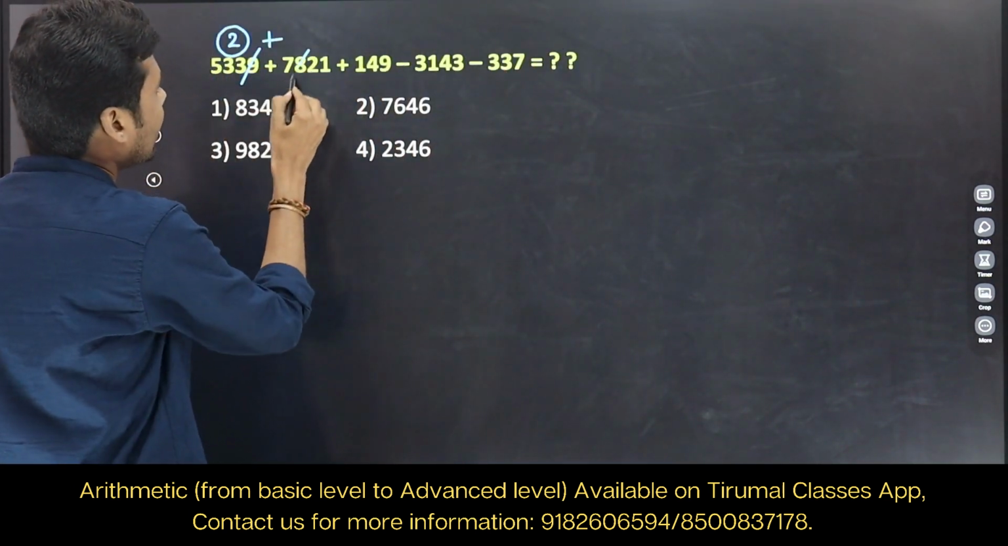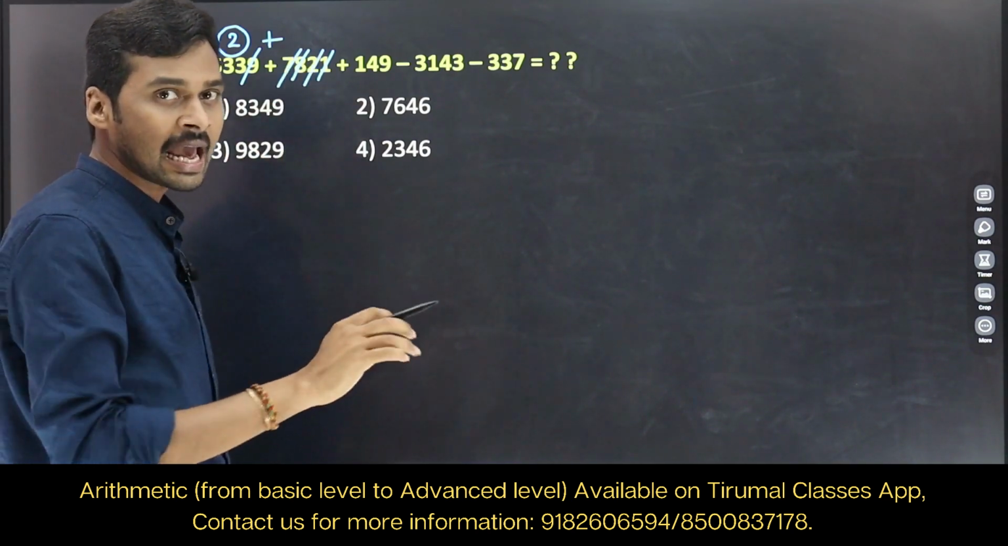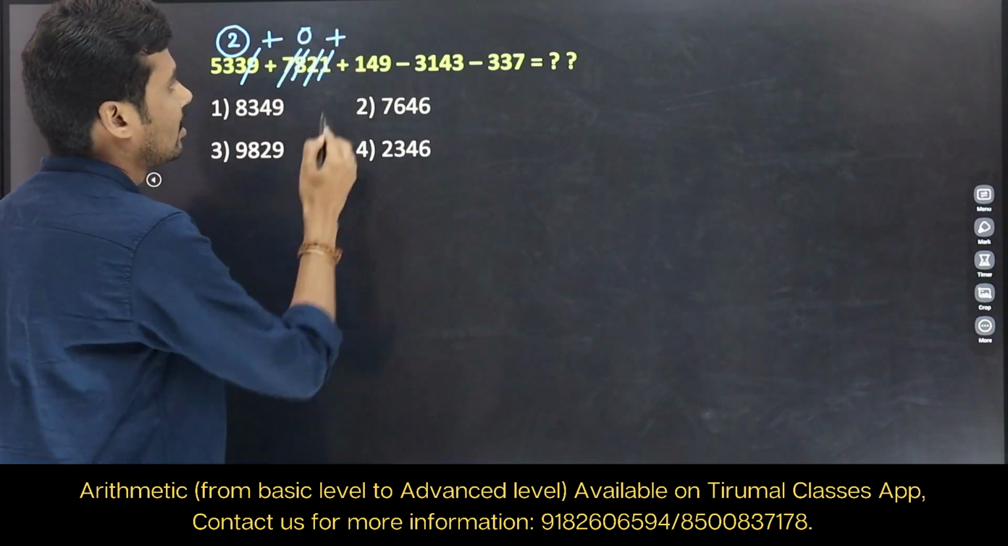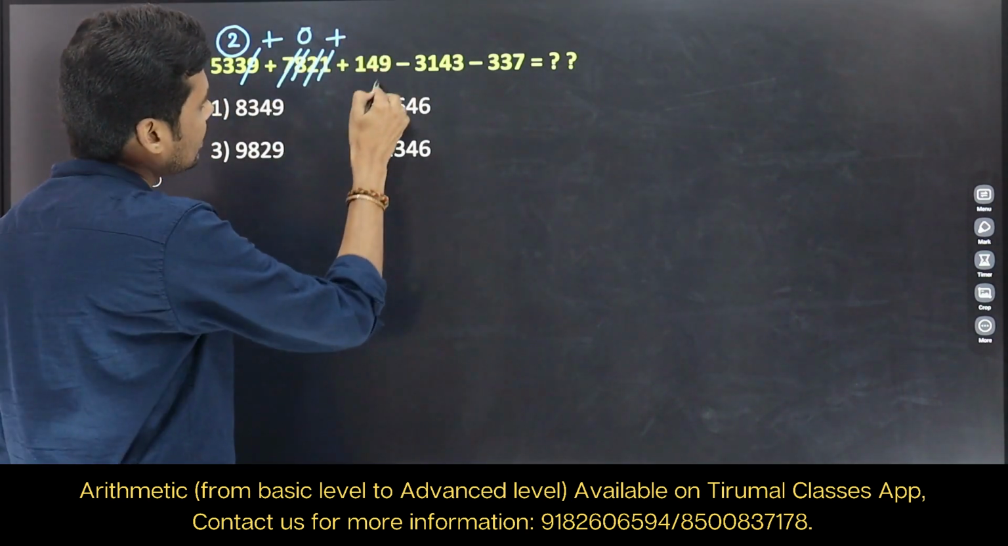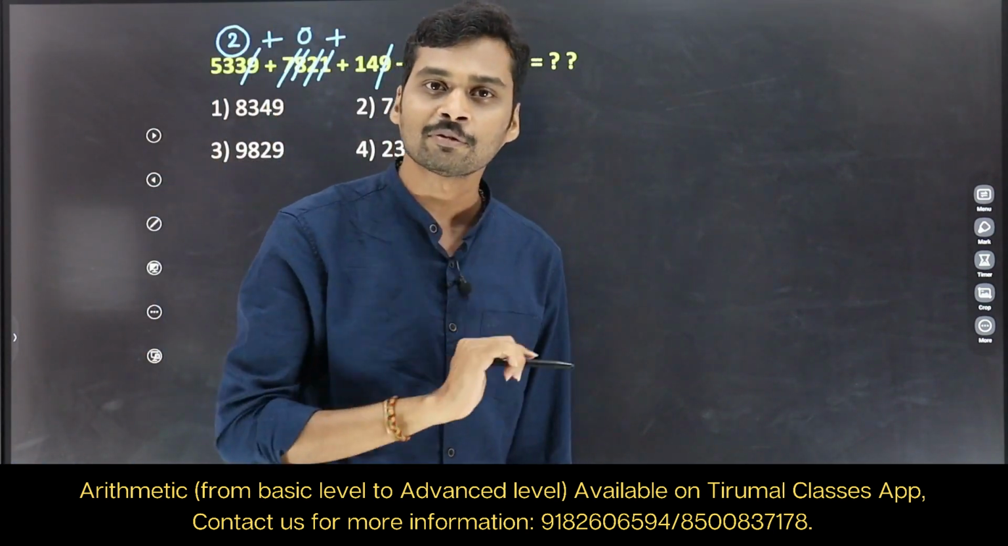Now you take the next number. 8 plus 1 is 9. 7 plus 2 is 9. So which means that I have nothing left, so I can take that 0 here. Plus 149. In 149, the 9 I can cancel out. The remaining digits are 1 and 4. 1 plus 4 is 5.